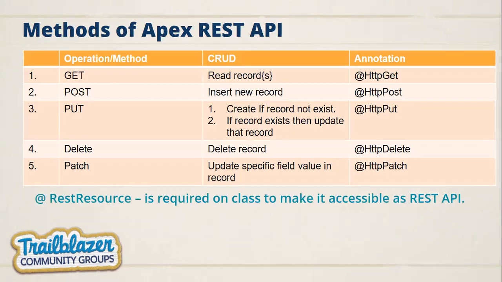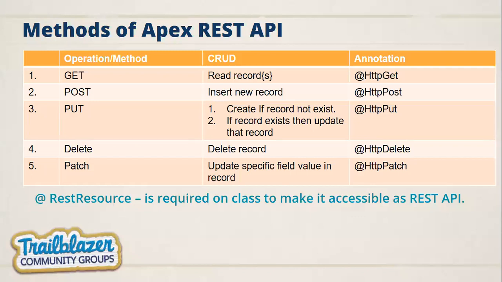So what are the methods of a REST API? What operations can we perform using a REST API? These are the five most important operations. This is GET. GET is used by default for retrieving records, getting a record from the Salesforce database. For annotation we have to use HTTP GET. If you don't put the HTTP GET annotation on your method, it will not treat it as a GET method of the service. It will not be able to find that method.